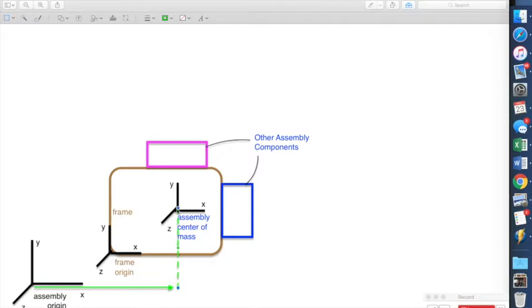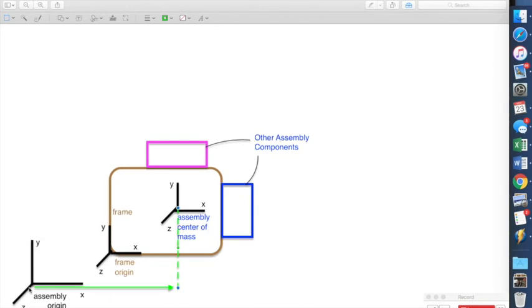And so what makes it really easy to measure that is if we were to place the frame, when we place that first component, on top of the assembly origin, so that the frame origin and the assembly origin are the same thing, then we can just measure directly from the assembly origin to the assembly center of mass, and that way we know along the x-axis, of course, and that makes it easy to measure that. We could also do it if the frame origin wasn't on the assembly origin, but this is just a way to make it easier.